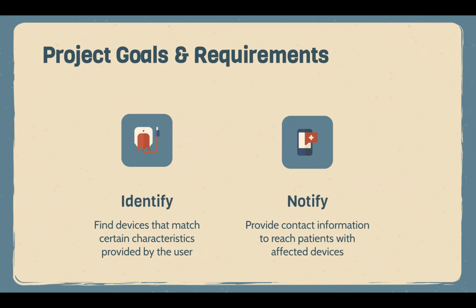A lot of times we'll be looking for a certain type of device, maybe based off of a manufacturer, a certain device code or something like that. So we're looking for a centralized way where a user could go and search based off of that device characteristic and find patients. The next step of that process is how can we contact those patients? If we're looking at a device recall, we need to notify those patients and take the appropriate next steps. So how can we get the information that we need to contact those patients?